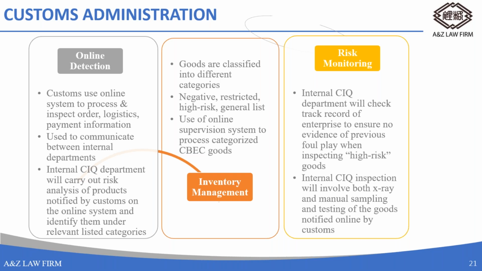And of course, there is an internal SIG department that carries out the risk analysis of products that are notified by customs on the online system, particularly in specific categories. So as you can see in the inventory management, the goods are classified into categories, right? And those categories are negative, restricted, high risk, generalist. I would recommend you to really pay attention when you fall into high risk or when you have experienced some irregularities or anomalies before, because when it comes to the risk monitoring, SIG inspection can involve X-ray, manual sampling, and also testing of the goods that are notified by customs.